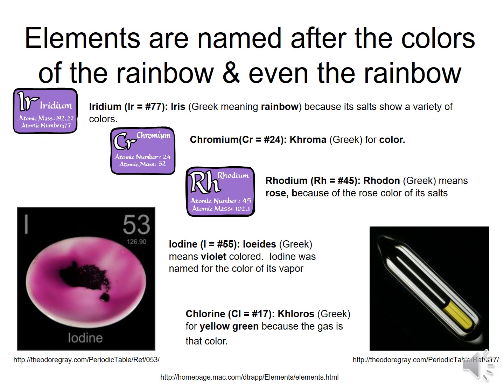Elements named after the colors of the rainbow. Iridium means rainbow. Chromium means color. Rhodium means rose. Iodine, because it's violet colored. Chlorine, because of its yellow-green color.